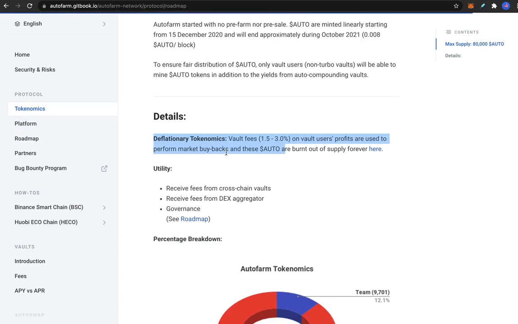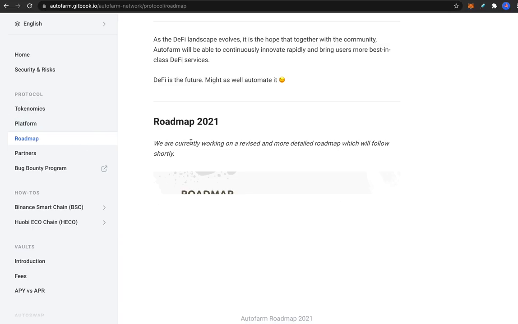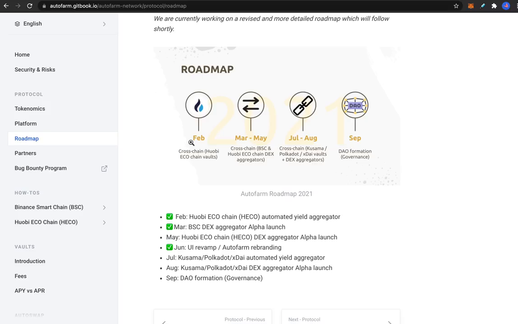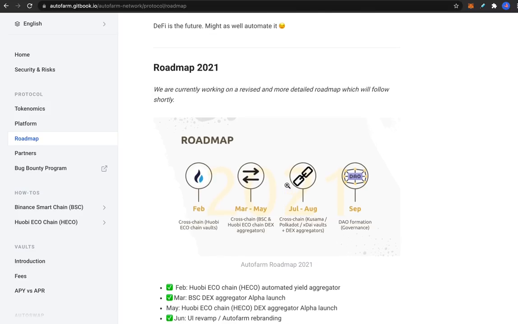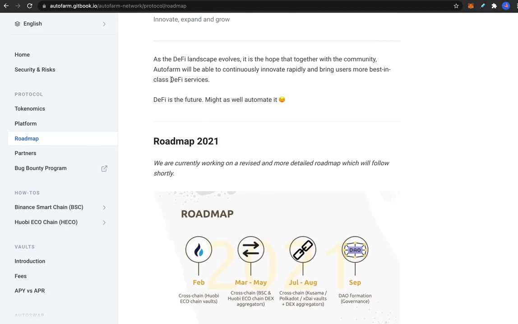Next, after looking at the tokenomics and if the tokenomics makes sense, I look at the roadmap here. So for the roadmap, I want to see where the project is actually headed and what their goal is, why they exist. And from here, I want to see what this project's individual use case is. Here, there are yield aggregators.